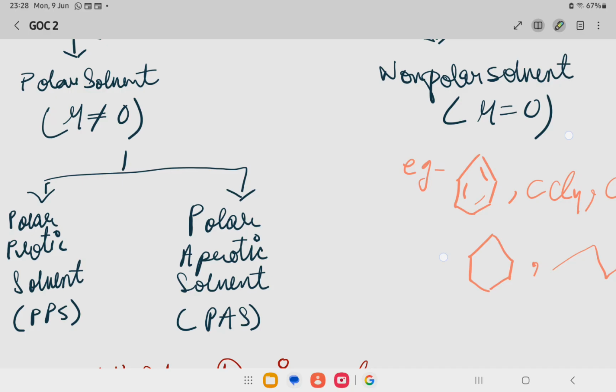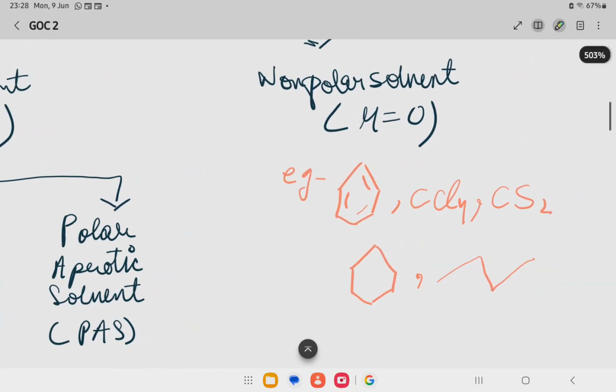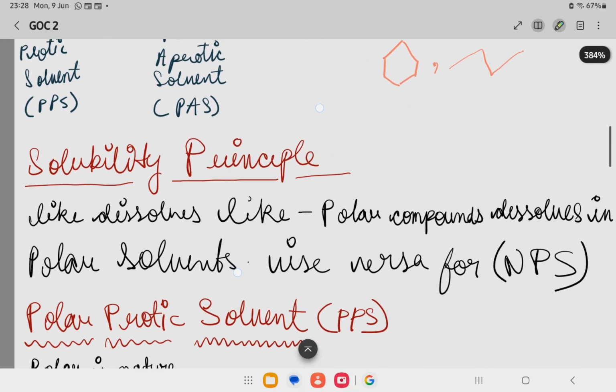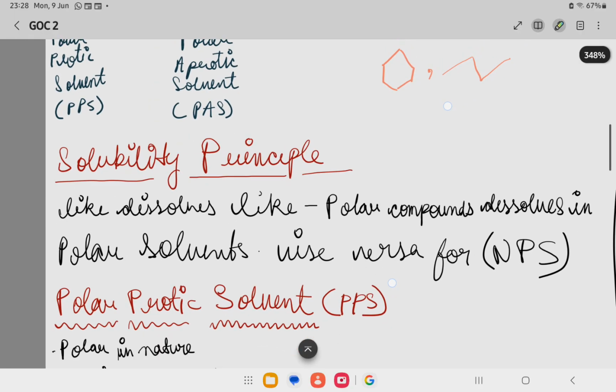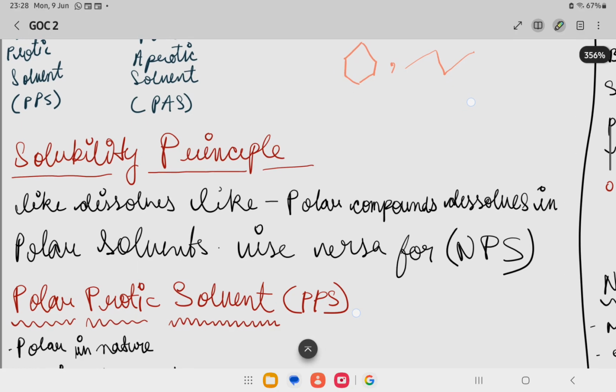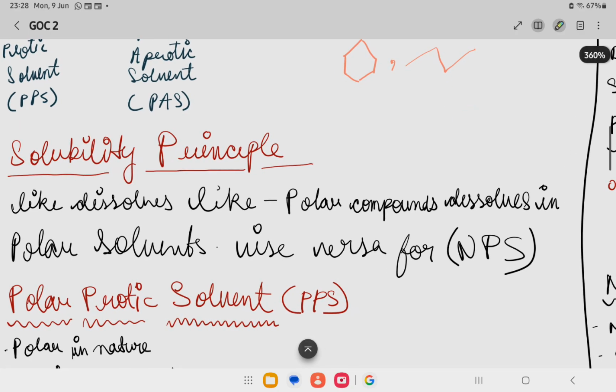Now, the examples of non-polar solvents you have to learn are benzene, CCl4, CS2, butane and hexane. Now what is the principle of solubility? Like dissolves like, which means a polar compound dissolves in polar solvent only, and vice versa for non-polar solvents. That is, a non-polar compound can dissolve in non-polar solvent only.